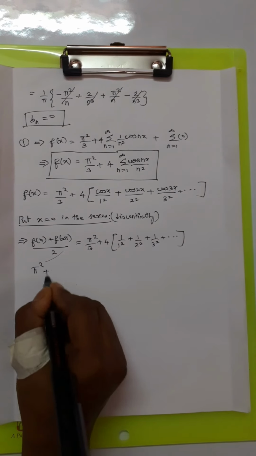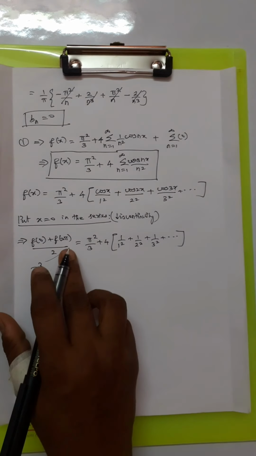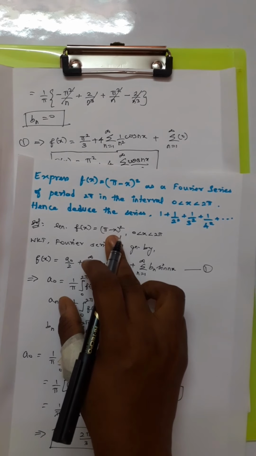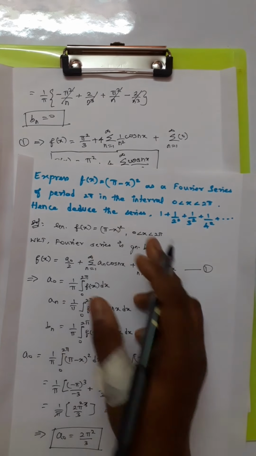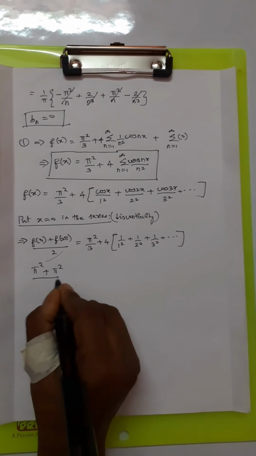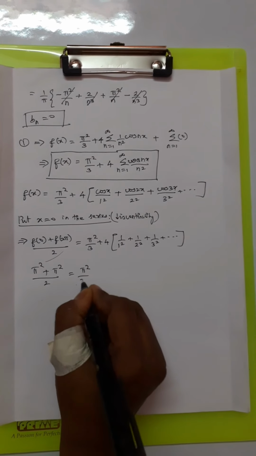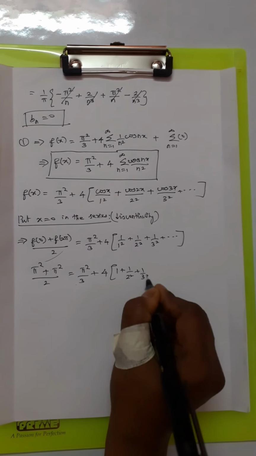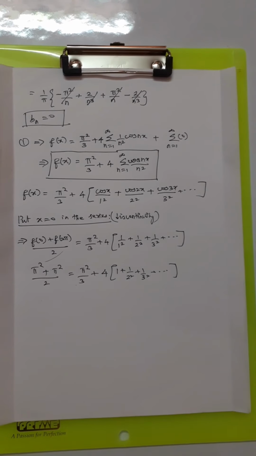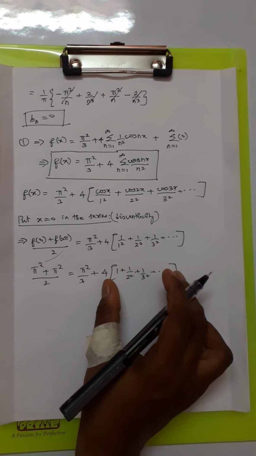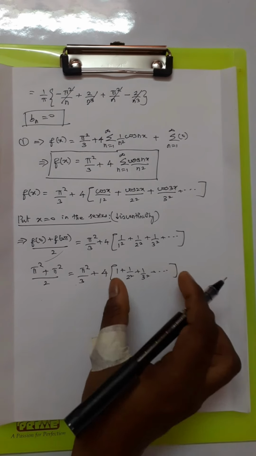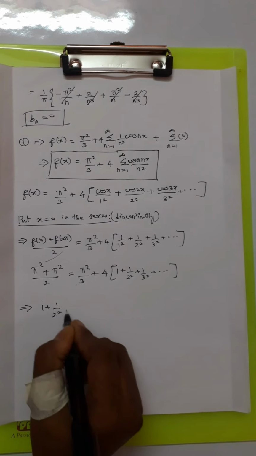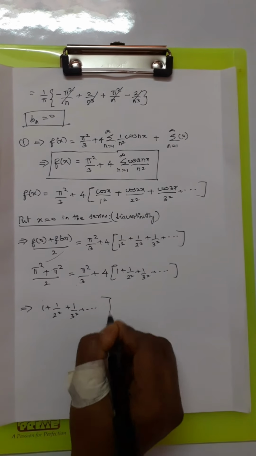So pi square plus f of 2 pi. When we put 2 pi, pi minus 2 pi is minus pi. Minus pi the whole square is pi square. So pi square by 2 is equal to pi square by 3 plus 4 into 1 plus 1 by 2 square plus 1 by 3 square plus etc. And we need the value of this series. We have to deduce this series. So let us take this series to the LHS. Implies 1 plus 1 by 2 square plus 1 by 3 square plus etc.